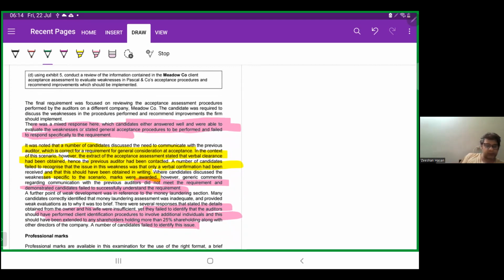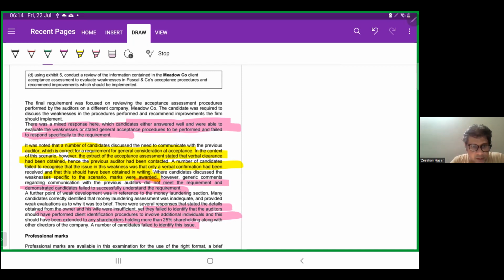So there was a mixed response here, which candidates either answered very well or evaluated the weaknesses or stated general acceptance procedures to be performed and failed to respond specifically to the requirement. It was noted that a number of candidates discussed the need to communicate with the previous auditor, which is correct, or a requirement for general consideration at acceptance. In the context of this scenario, the acceptance assessment stated that verbal clearance had been obtained, hence the previous auditor had been contacted.